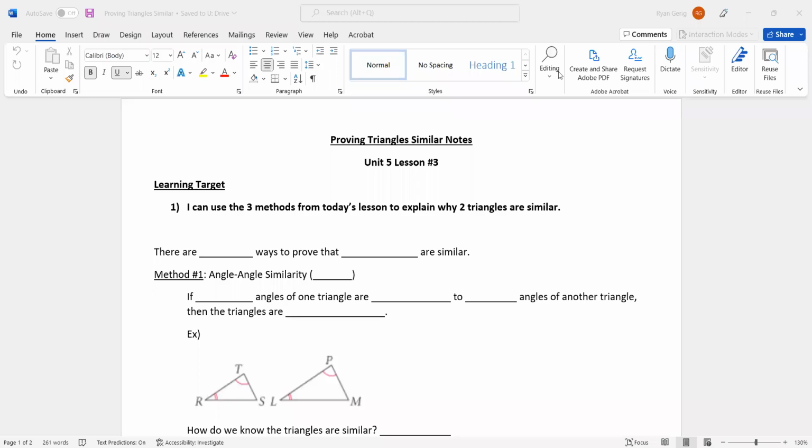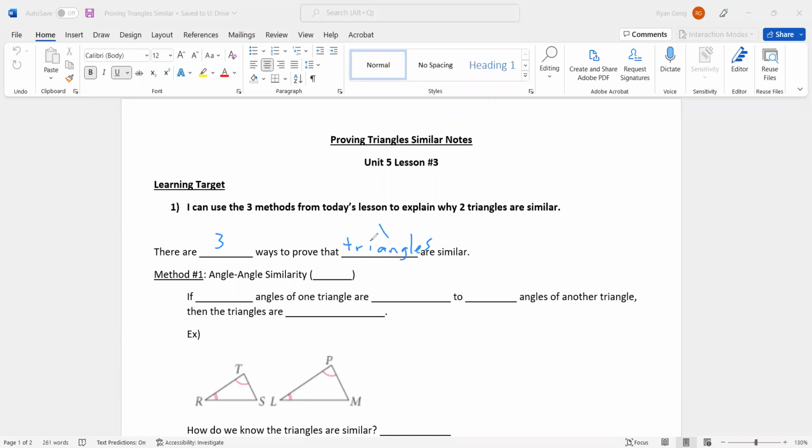Here we go with lesson 3. So we're moving on to proving triangles similar. Now you see that word proving and you probably get a nightmare from last unit. We're not doing proofs like you're used to, okay? It's a lot easier here, but it is important. So right away, I'm gonna jump in and tell you that there are 3 ways to prove that triangles are similar.